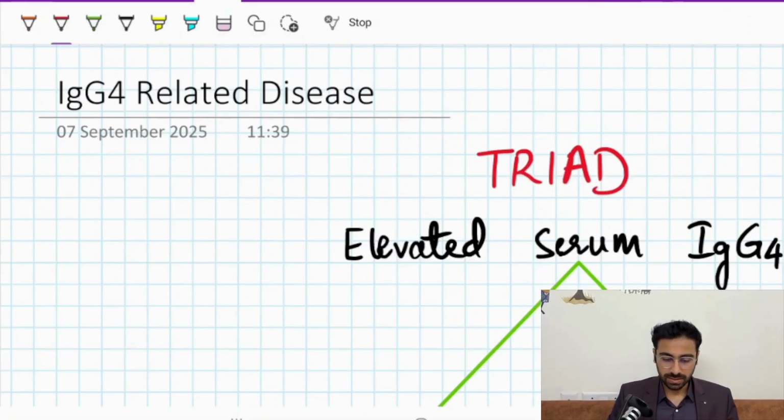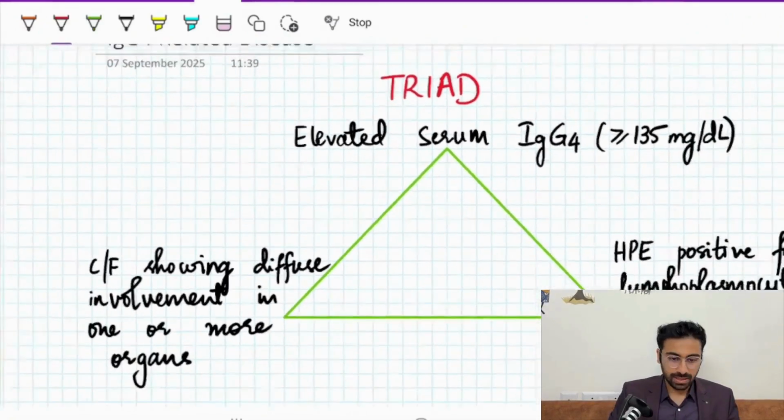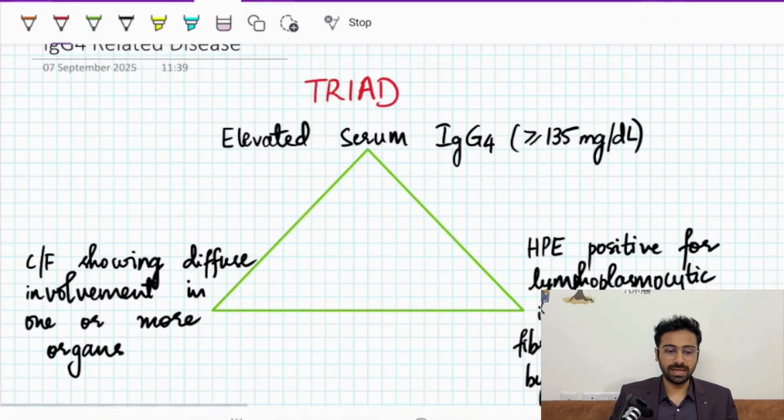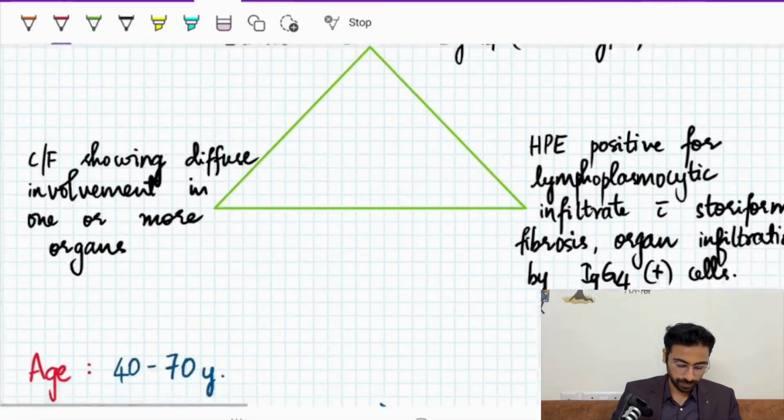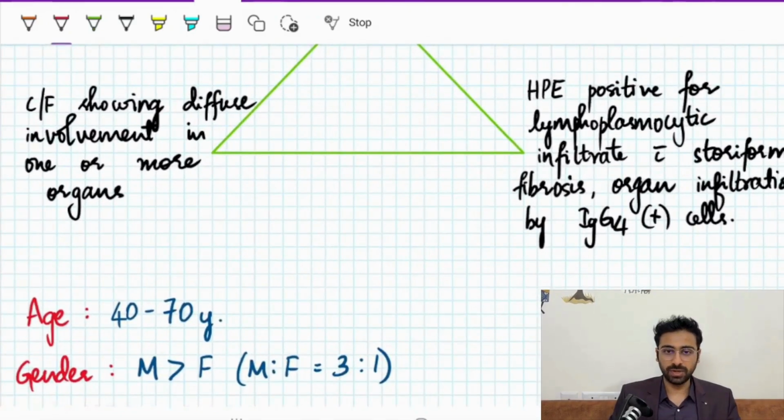IgG4 related disease is characterized by a clinico-pathological triad of elevated serum IgG4, that is above 135 mg per deciliter, clinical features that show diffuse involvement of one or more than one organs, and histopathological analysis that shows lymphoproliferative cells which stain positive for IgG4 staining, and they show storiform fibrosis. So this is the triad of IgG4.